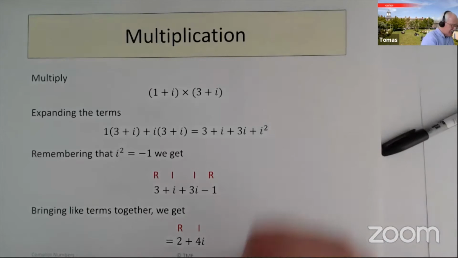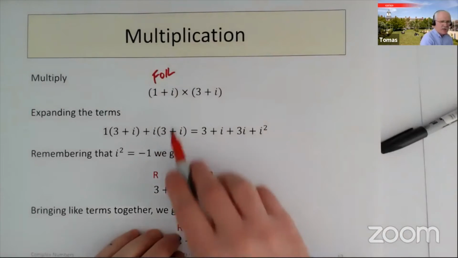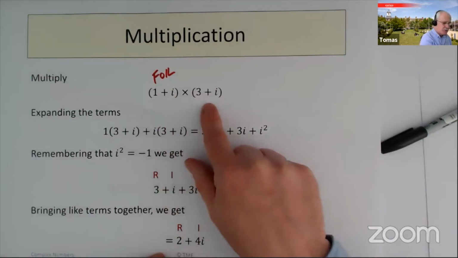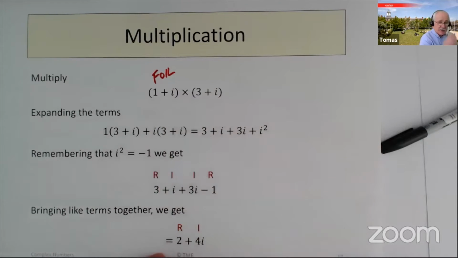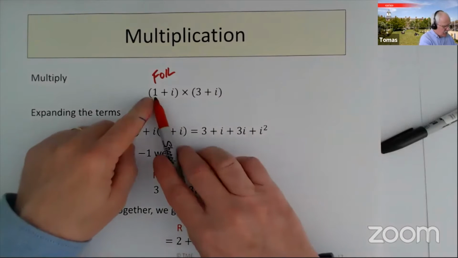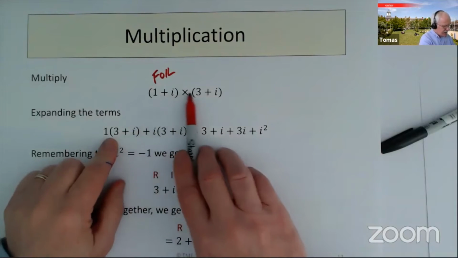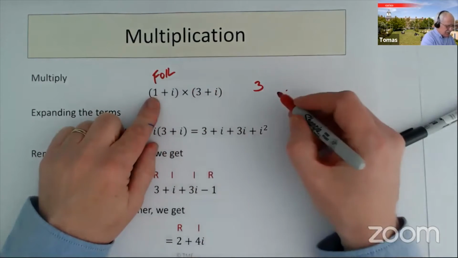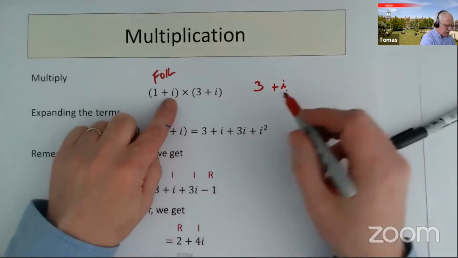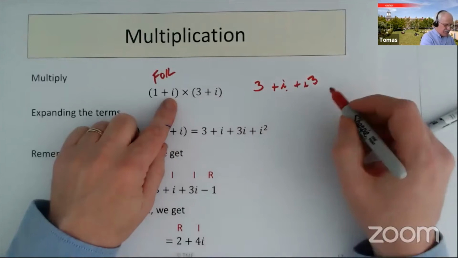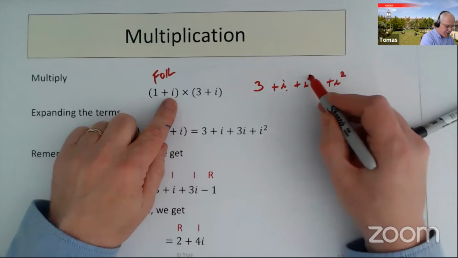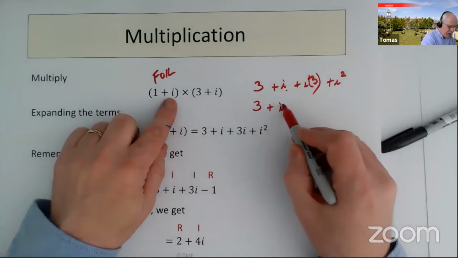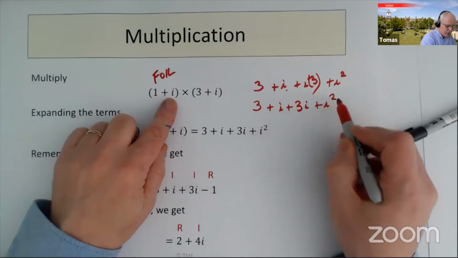Well, the Americans have this system called FOIL, when they multiply 2 things by the other. They start with the first one in both groups, then the outside one from both groups, then the inside one, and then the last one. So that gives them the 4 of them. So let's see how that works. So 1 times 3 is 3, that's the first. Then the outside, 1 times i is i. Then the inside one is i times 3. And then i times i is i squared. Sorry, that's i times 3, not i to the power of 3. So that's 3 plus i plus 3i plus i squared.